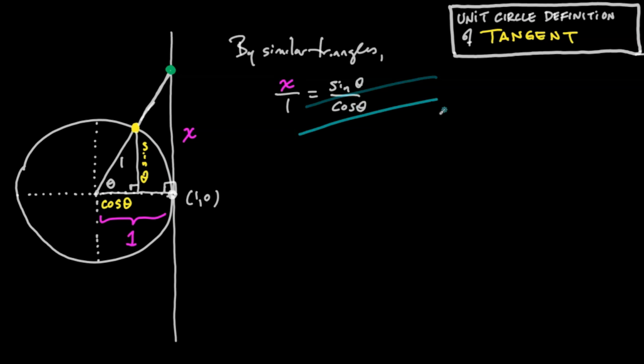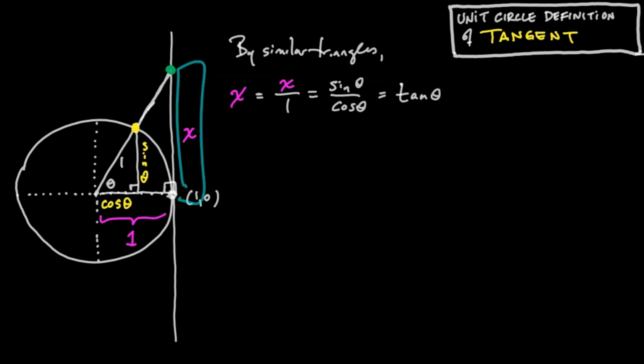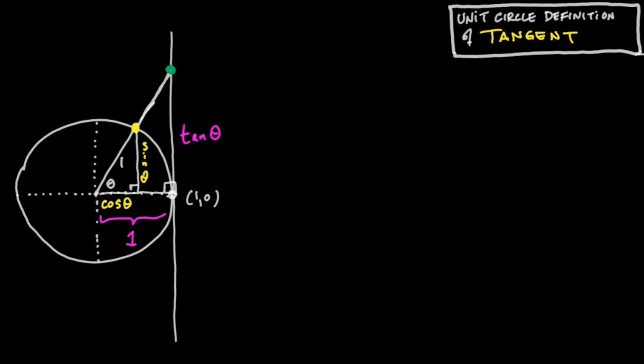Hey, but sine over cosine, as I just reminded you a moment ago, is tangent of theta. So x over 1, or in other words, x, is the tangent of theta. That is, this length, which is literally tangent to the unit circle, is tangent theta. Aha! And now you see why tangent is an appropriate name for this particular trig function. It measures a length on a literal tangent.